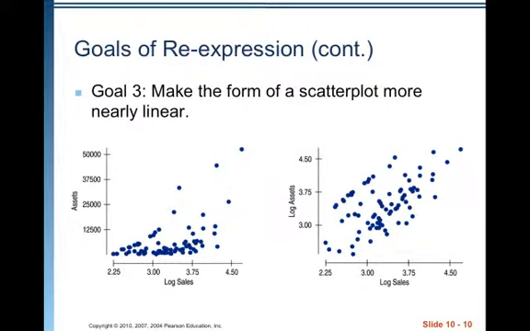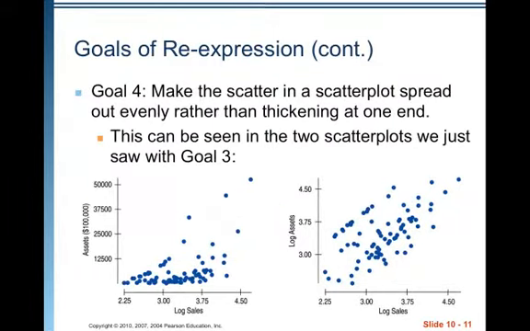Here you can see. And goal 4 might be to make the scatter in a scatter plot spread out evenly rather than thickening at one end. So you can see that that happens here. This goal can be seen in the two scatter plots we just saw with goal 3. You can see that not only does it make the form more linear, it makes the scatter more even.